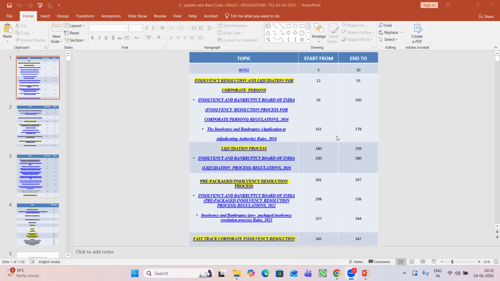Rules basically outline the various forms, and regulations describe the process in detail, right? So sometimes there are rules and regulations, and sometimes there are only regulations and no rules. So accordingly, for each process, you will find a set of 3 or 2.